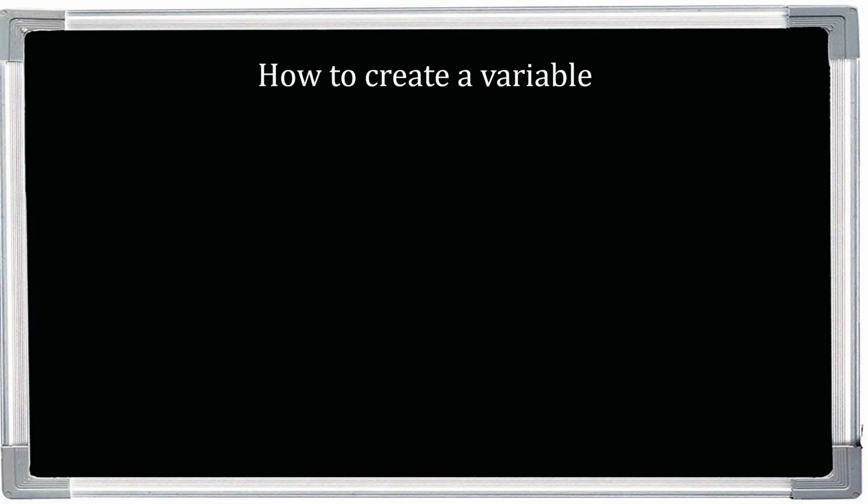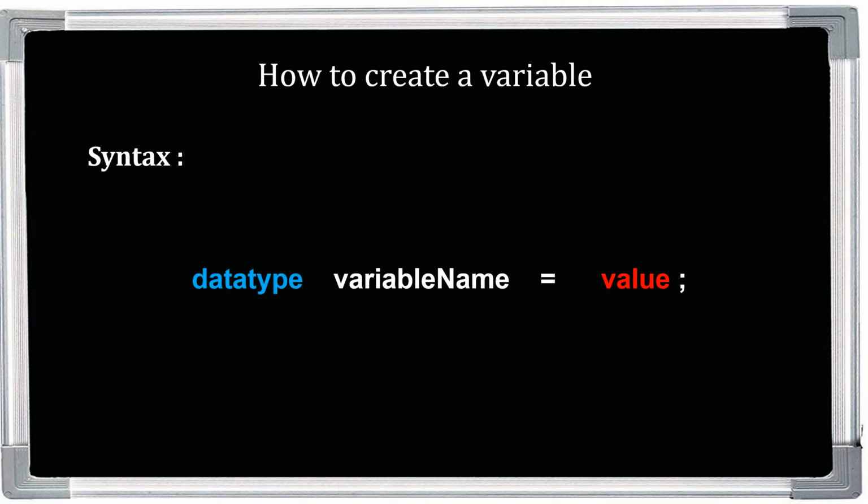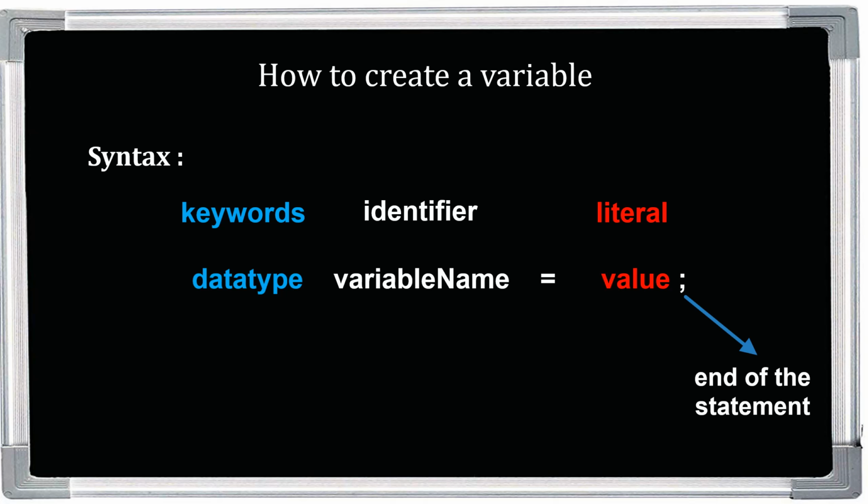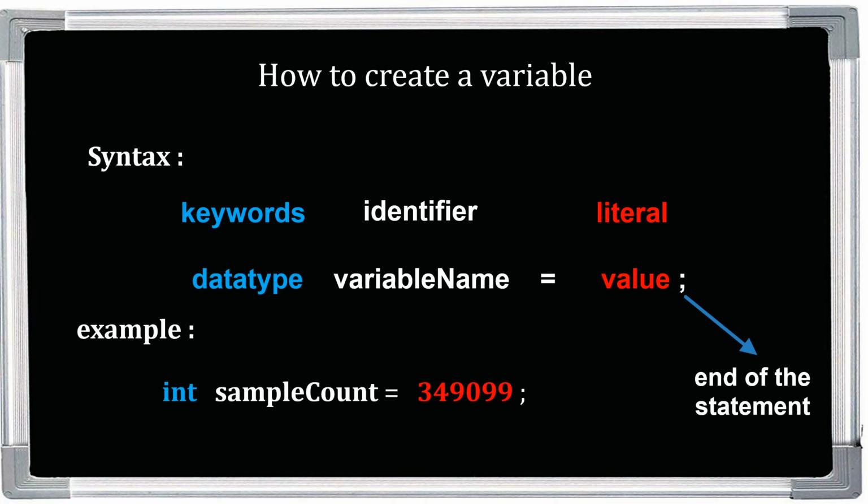In order to create a variable, we need to follow the syntax: data type, variable name, equal to, value. In this statement, the data type represents a keyword, the variable name represents an identifier and the value represents a literal. You could find a semicolon placed after the value, which basically represents that the line has ended. So we are telling the compiler that this is the end of the statement. Example: int sampleCount = 349099.